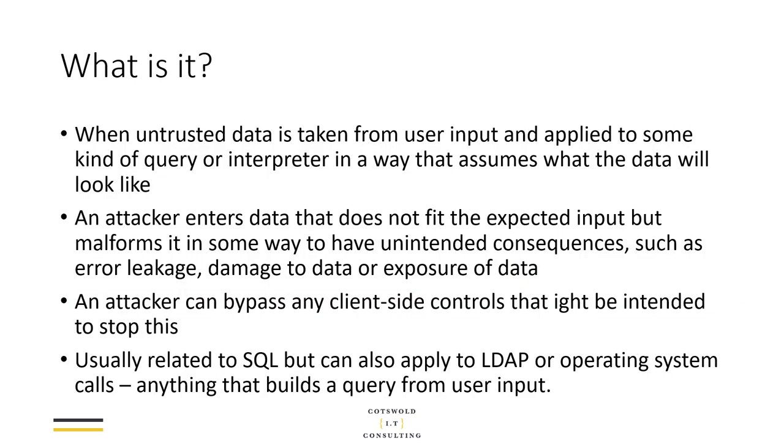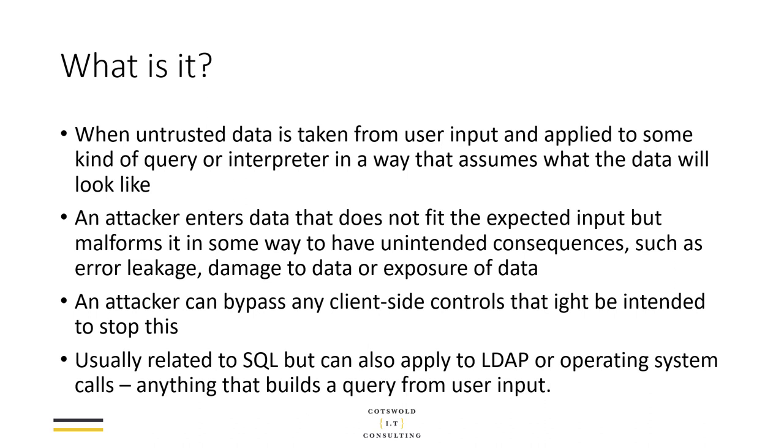So what are we talking about here? Well, really, we're talking about untrusted data. So any data that comes from user input, and that user data is then applied to some sort of query or interpreter in a way that assumes what the data will look like. So we assume the user is going to do something in a certain way, but an attacker deliberately does it in a different way, obviously, to either cause damage or to get information from your system. So the attacker enters some kind of data that does not fit the expected or assumed input, but malforms it in some way to have a consequence that is unintended for you, but intended for the attacker.